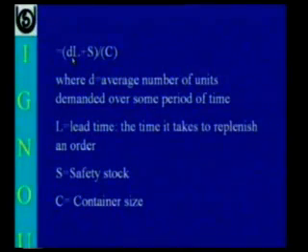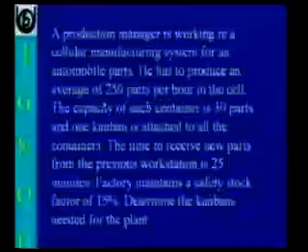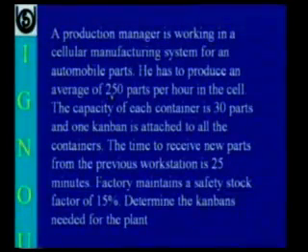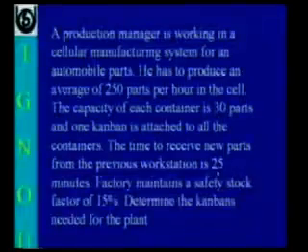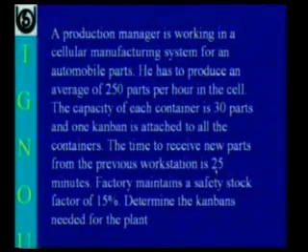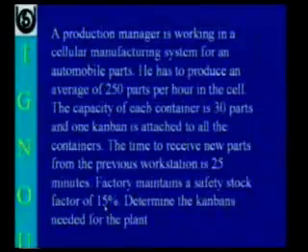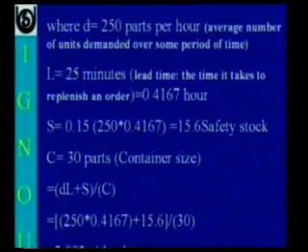This is called D into L plus S divided by C, where D is the average number of units demand over some period of time, L is the lead time, S is the safety stock, and C is the container. So if a manufacturer has to produce 250 parts and each container quantity is 30, previous work time is 25 minutes, and the safety stock is kept as 15%, then we will determine the number of Kanban like this, and the number comes as 4.